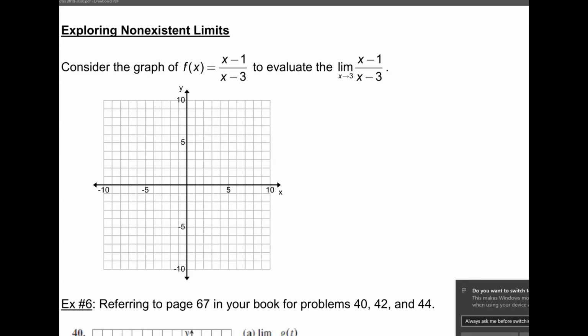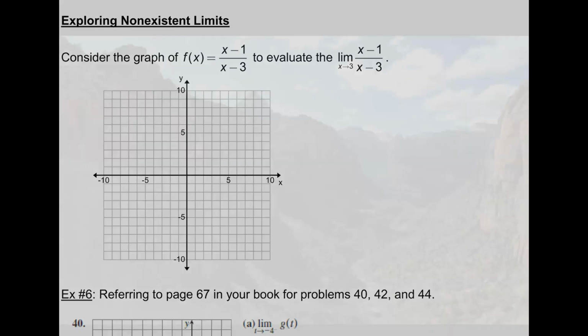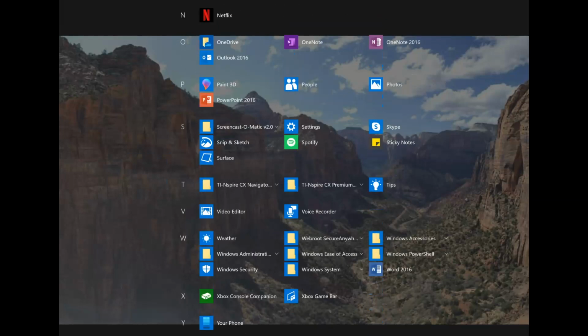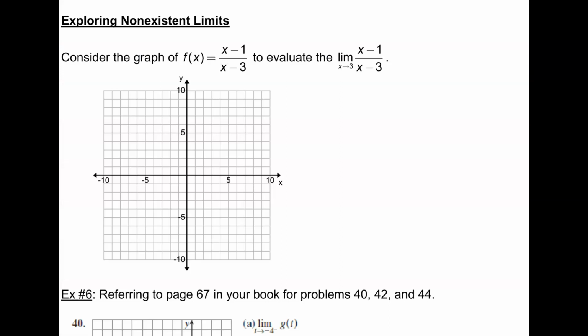It'll be undefined. I'll be dividing by 0. But we want to see what's happening, right? So am I getting closer to a number? Do I just have a hole there? Or is it going to be an asymptote? How do we know? Because x only approaches 3, it can never touch it, but it gets super close to it. Exactly. So we're going to get really, really close to 3. It's going to be a vertical asymptote.